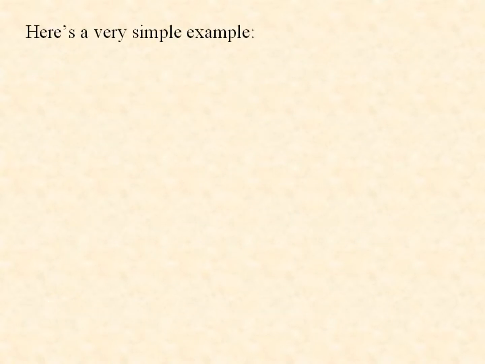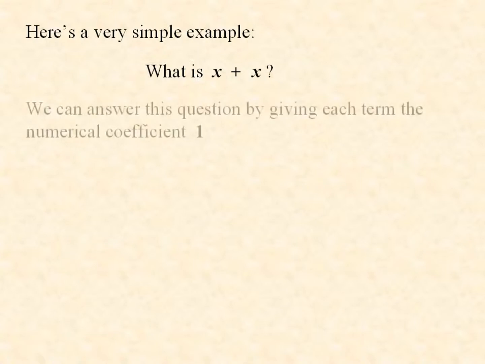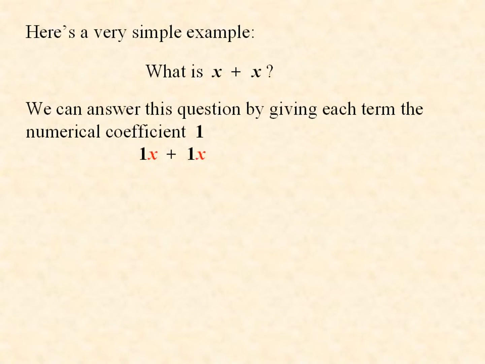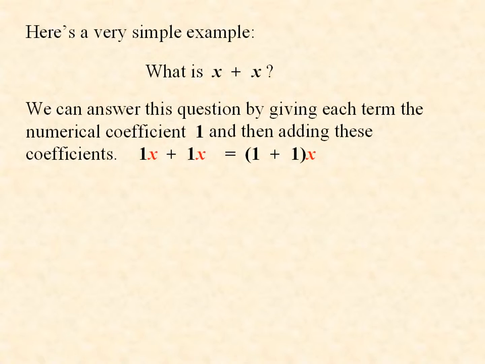Here's a very simple example. What is x plus x? We can answer this question by giving each term the numerical coefficient 1. So we have 1x plus 1x. You see, 1 times x is x. And then we can add the coefficients. In other words, we have parentheses 1 plus 1 times x. That's your distributive property backwards. And so it's equal to 2x. So x plus x is 2x.